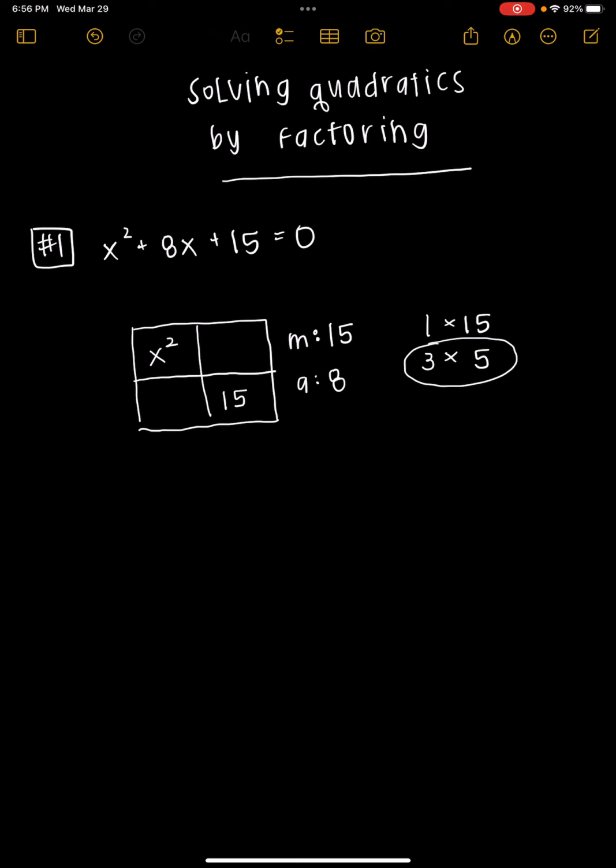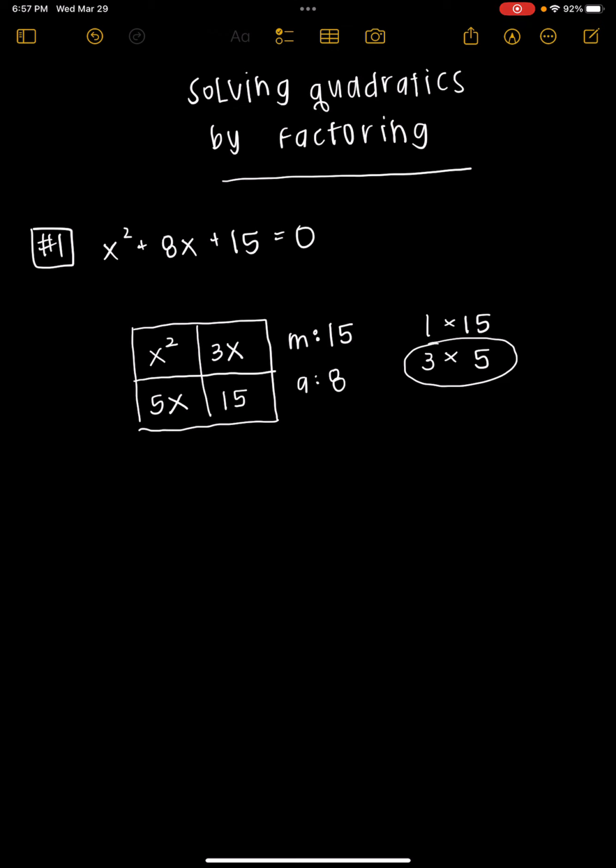Now what we're going to do with those numbers, we know that our numbers are 3 and 5. We're going to put one of them up in this top right box and then the other one in the bottom left box. It doesn't matter. I could have put the 5x on top and the 3x on bottom. It doesn't matter. So now our box is filled out.